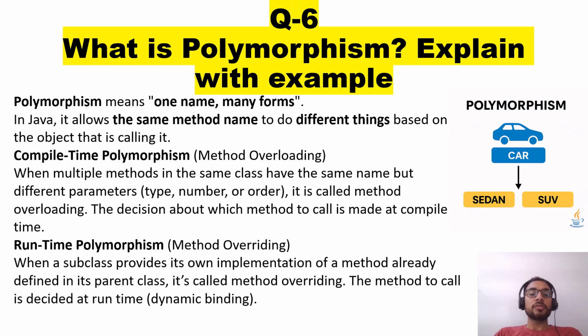The decision about which method to call is made at compile time. Runtime polymorphism means method overriding. When a subclass provides its own implementation of a method already defined in its parent class, it's called method overriding. The method to call is decided at runtime. You can say dynamic binding. We have a diagram which shows the polymorphism concept. We have a class Car, and it may be Sedan or SUV.